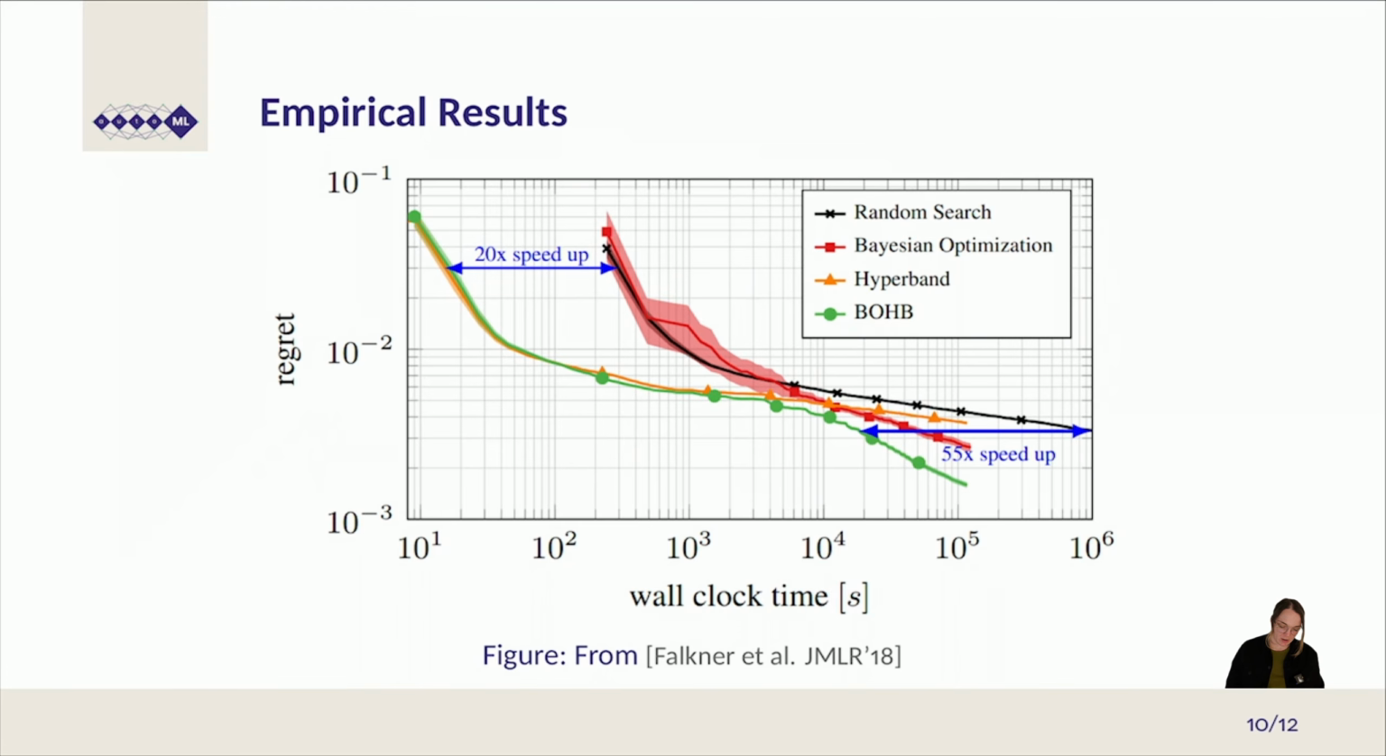We can also look here at empirical results. So we have regret, where lower is better, over time. We can see random search as a baseline in black. We can see Bayesian optimization in red. And what we can immediately see is that as soon as we go to multi-fidelity methods, in this case Bob and hyperband in yellow and green, they already achieve performance before Bayesian optimization has finished the first configuration.